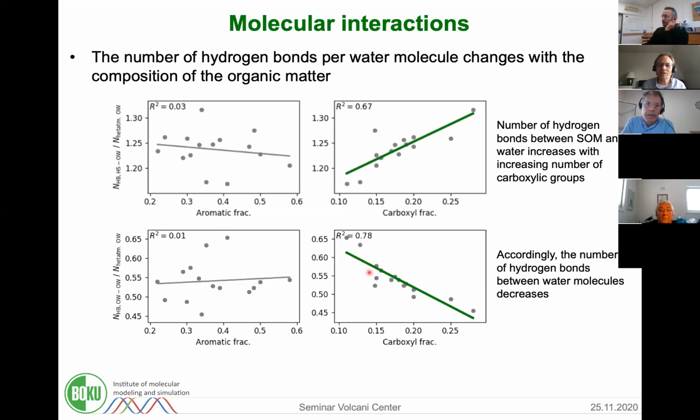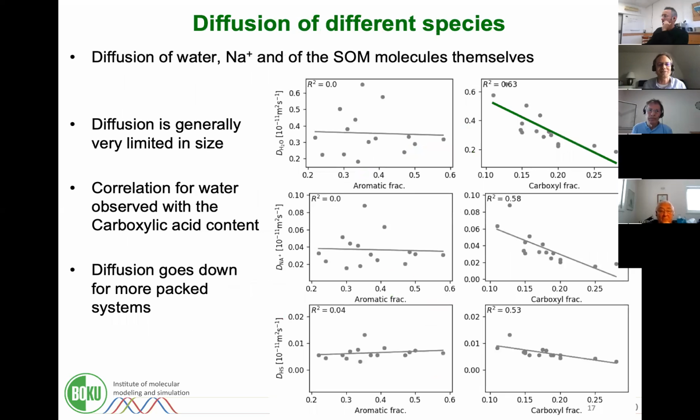Accordingly, we also see that the number of hydrogen bonds between water molecules, this is now a normalized one with respect to the number of waters we have, the number of interactions that the water molecules make with other water molecules, goes down. And that's a very relevant thing because that means that the water is not as free to move around as you go to samples with higher carboxylic acid content. Again, aromaticity did not correlate with anything here.